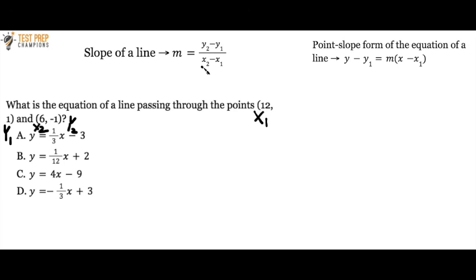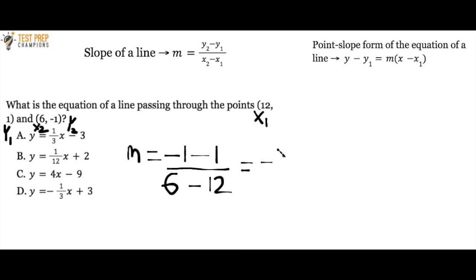Then I'm going to take the slope formula and plug the values right into the formula to calculate my slope. When I set the calculation up, this is how it should be: slope equals -1 minus 1 divided by 6 minus 12. So -1 minus 1 is -2, and 6 minus 12 is -6. I can simplify this. First of all, a negative divided by a negative gives me a positive number. And 2 over 6 I can simplify to 1 over 3: 2 divided by 2 is 1, and 6 divided by 2 is 3. So the slope here is 1/3.